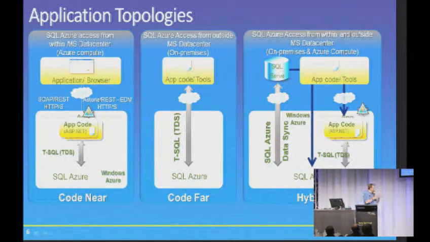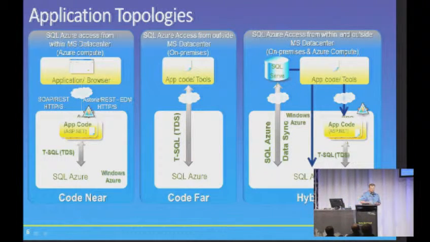As we think about performance, one of the things we really need to start to think about is how your applications are architected. And I apologize if I'm boring you with some of these repeat slides for those of you that were here earlier today, but this is going to get really important from a performance standpoint. When we think about how you architect your application, we see three very common patterns: code near, code far, and a hybrid model.